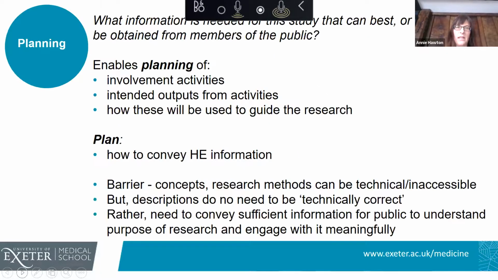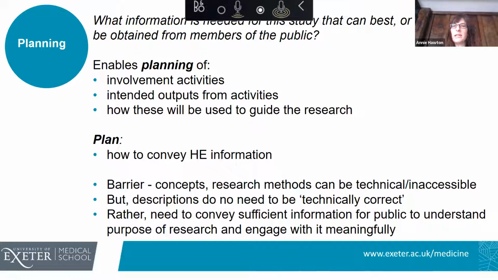The first of them is planning. A really useful starting point here may be what information is needed for this research project that can be best or only obtained from members of the public. And thinking through answers to this question can enable planning in terms of involvement activities, what the outputs might be from these involvement activities, and how this involvement will then guide and form the shape of the research.